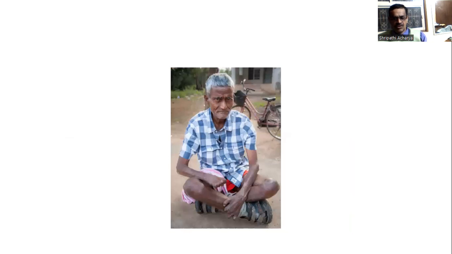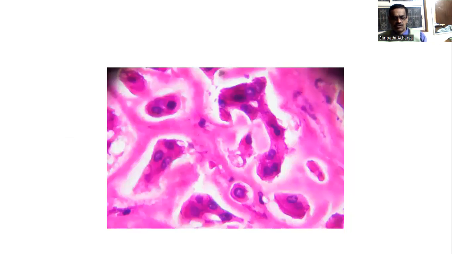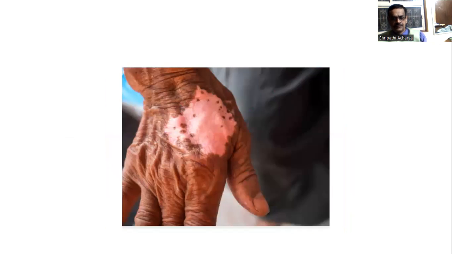Here also fingers are lost. There is reabsorption of fingers that has occurred in this patient. Another patient with a leg having a reabsorption of fingers. This is a chronic inflammatory condition of skin.